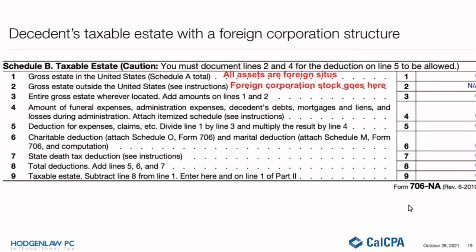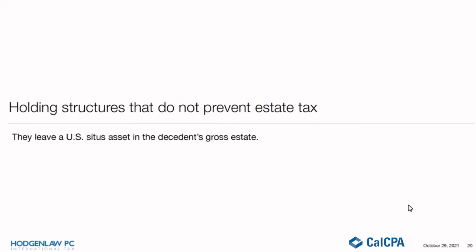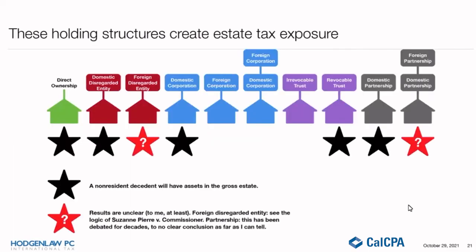There's a case, and I've just given you the name, Suzanne Pierre versus Commissioner, where it was a New York LLC, and it was a disregarded entity. And you know how the tax law says if you make this election, then the entity is disregarded for all tax purposes. And tax court said, hey, wait a minute. When you say it's disregarded for all tax purposes, in fact, it's not. It's disregarded for income tax, but not for estate and gift tax purposes. Well, Suzanne Pierre was a gift tax case, but the same logic applies to estate tax.